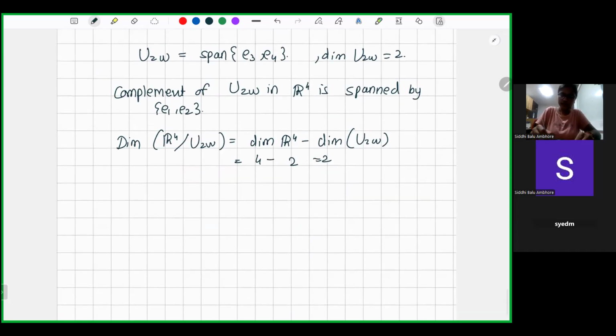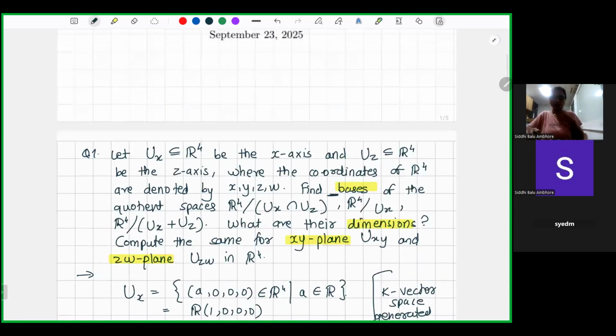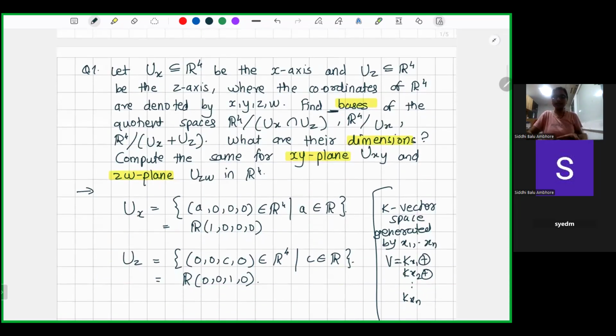And again we have the basis of R4 by Uzw, which is generated by E1 plus Uzw, comma, E2 plus Uzw. So I hope you understand what is going on. So what we are asked here is to just calculate the dimension and basis of these spaces here, this one and this xy plane and zw plane.